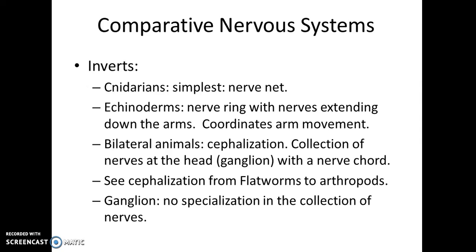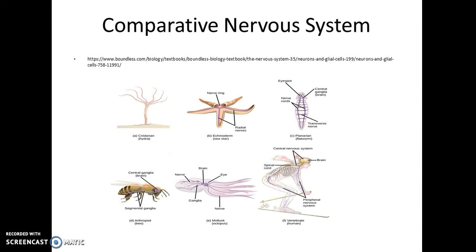Now, those collection of nerves in the head were initially called ganglion, and the ganglion had a nerve cord associated with it that ran down the body, either on the front or back. The cephalization occurred from flatworms all the way up to arthropods. Echinoderms form a nerve ring, so they're the exception. Now, the ganglion, remember, there's no specialization. It is just a collection of nerves, not really a brain, because brain implies specialization. And here are pictures of the different comparative nervous systems.